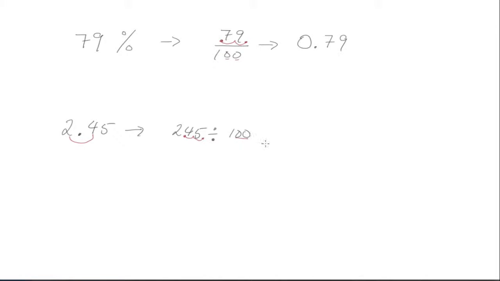2.45 is 245 divided by 100. Well, that's really just the same thing as 245 over 100. And since this is over 100, it means that it's 245 things out of 100, which is 245%. So even though we're talking about percents and it's over 100%, we can still convert this back and forth between fraction, decimals, and percent, even if it's more than 100%.